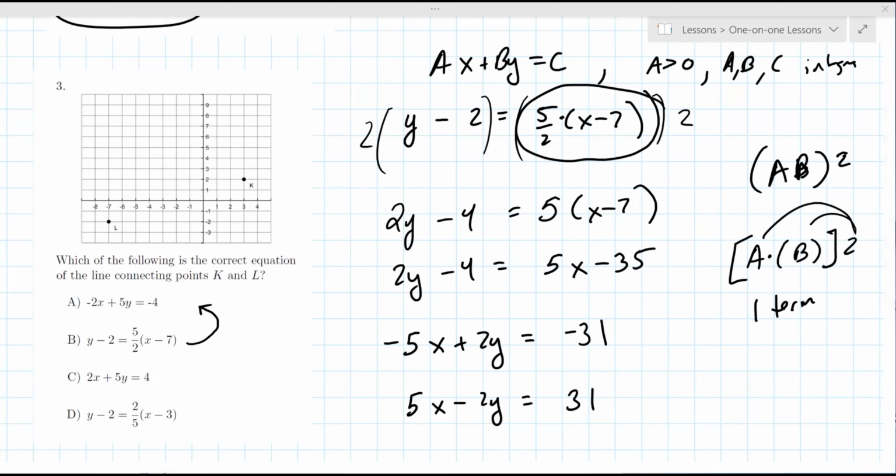So it should be 5x minus 2y. Okay. That's fine. Okay, so let's move to a new question.